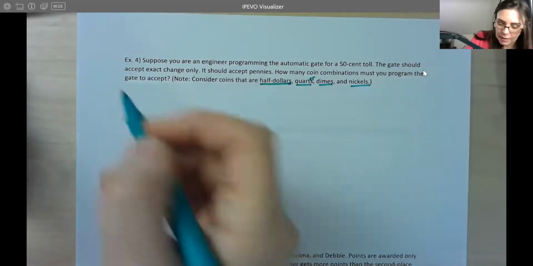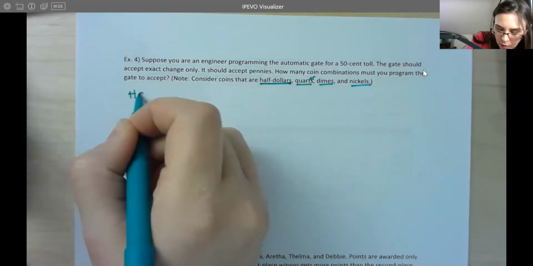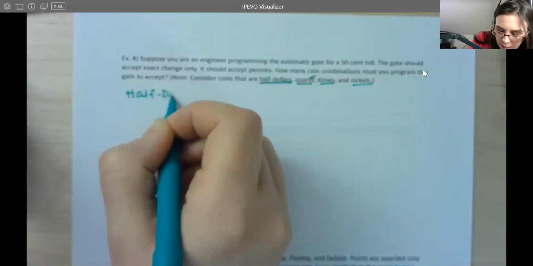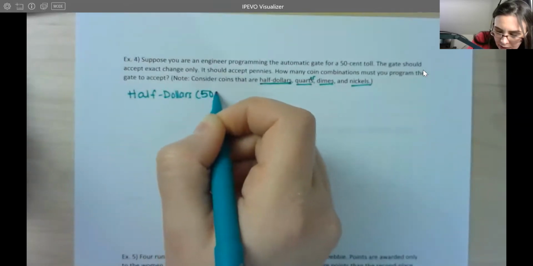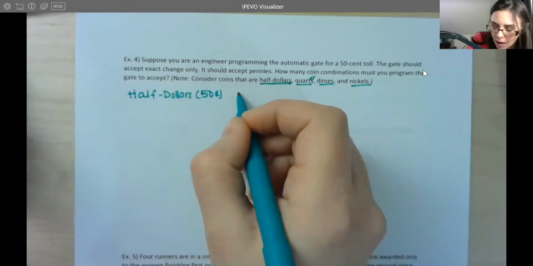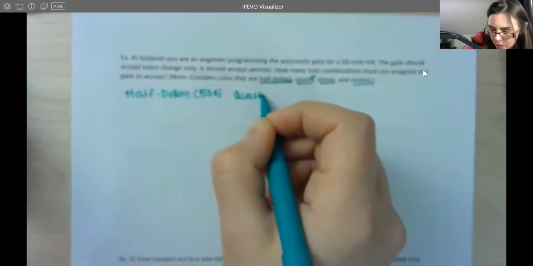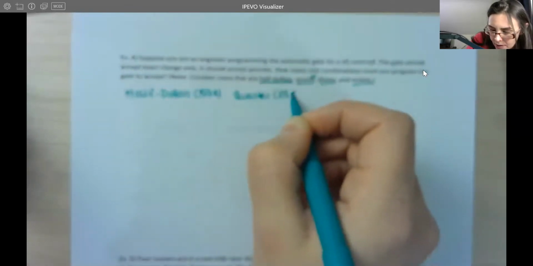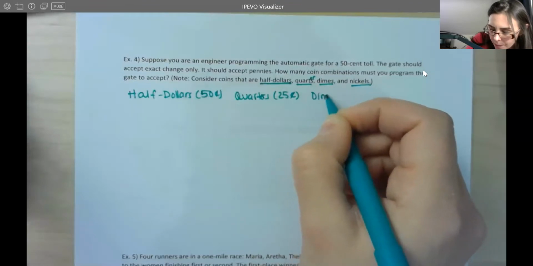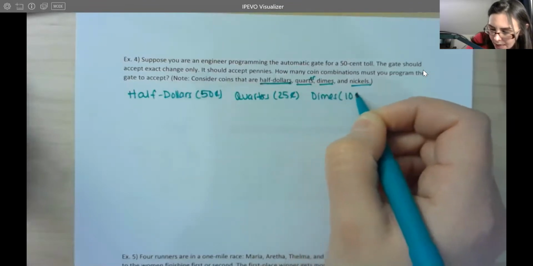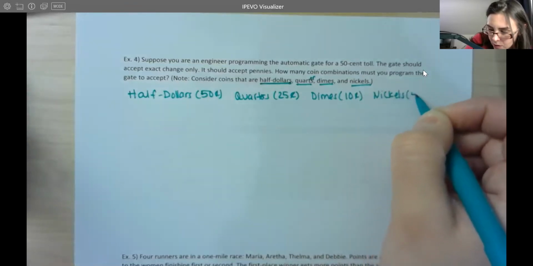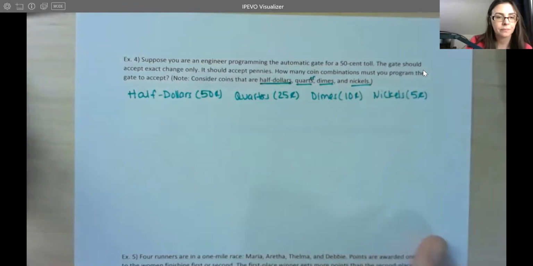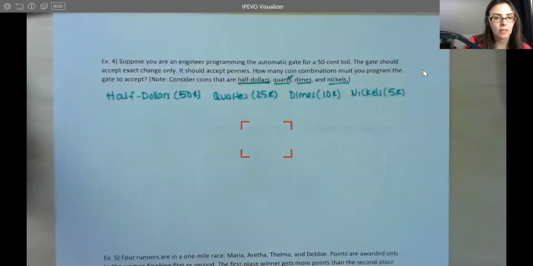I'm going to make myself a little list, our little table. I'm going to write half dollars. So remember, half dollars are 50 cents each. I have quarters. Quarters are 25 cents each. I have dimes that are 10 cents each. And I have nickels that are 5 cents each.